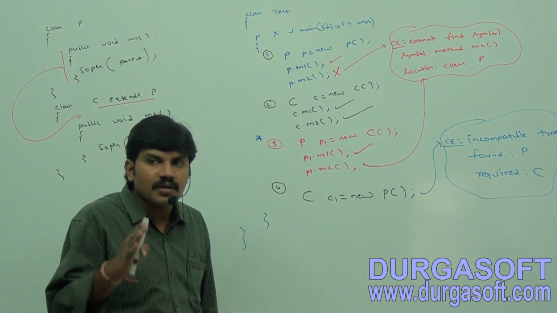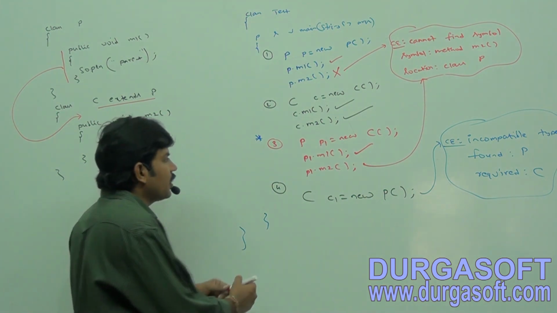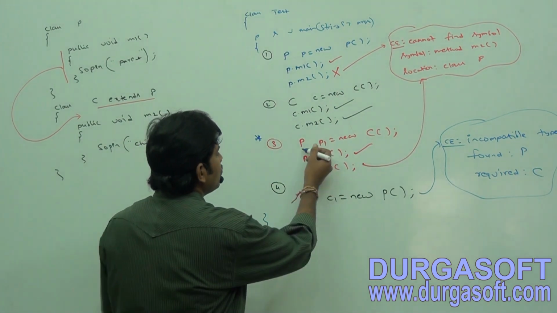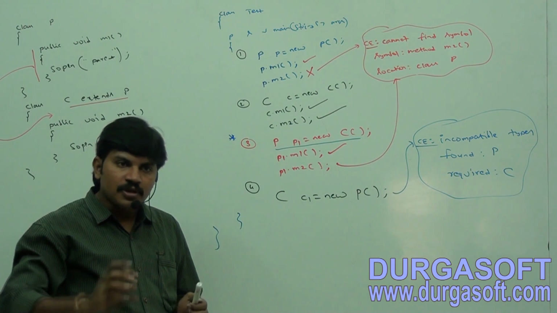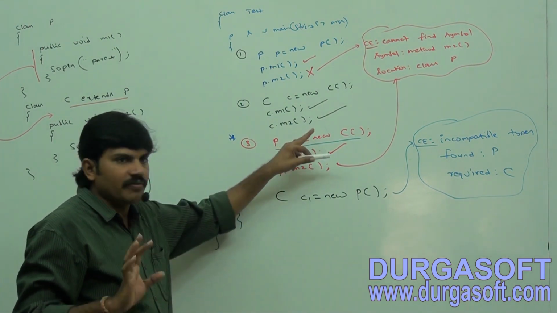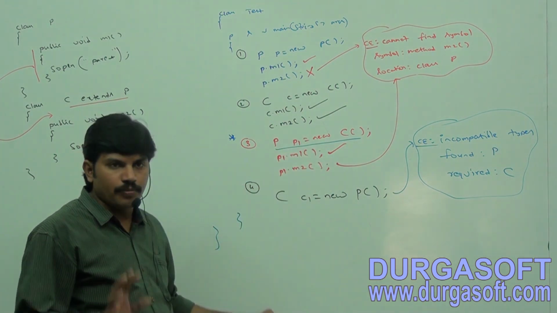Sir, if you can't call child specific methods, then what is the advantage of this approach? You people may ask that. This approach is polymorphism. That's a big advantage. That part I will discuss soon. In polymorphism I will explain, but make sure you remember this point.